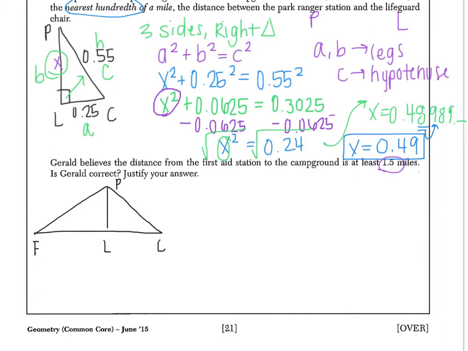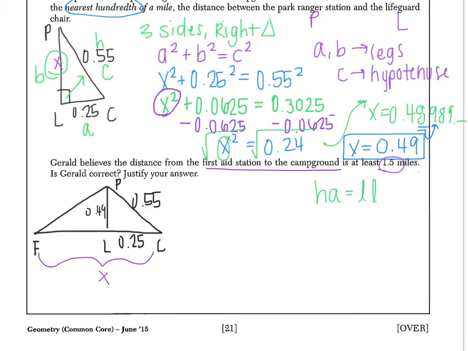So again, PC is 0.55, LC is 0.25. We found out that PL is 0.49. And then because we're looking for the distance from the first aid station to the campground, that's F to C. So I'm going to choose to call that x. When we have pictures like this, we're allowed to think of three formulas, where we have HAL, HA equals LL, A squared equals SS, I'll let you figure out what that one spells, and L squared equals SH.